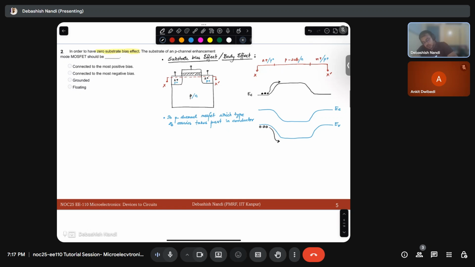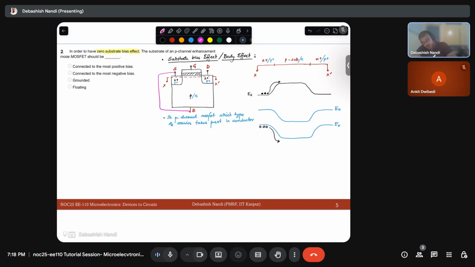Okay. So now there is another terminal, right? So this is your body terminal. So this is gate, this is source, this is drain. So there is another terminal called body terminal. So what happens? So far you have seen that your body and source are mostly shorted. But what happens if we have a potential difference between them, right? So that is what is your body effect.